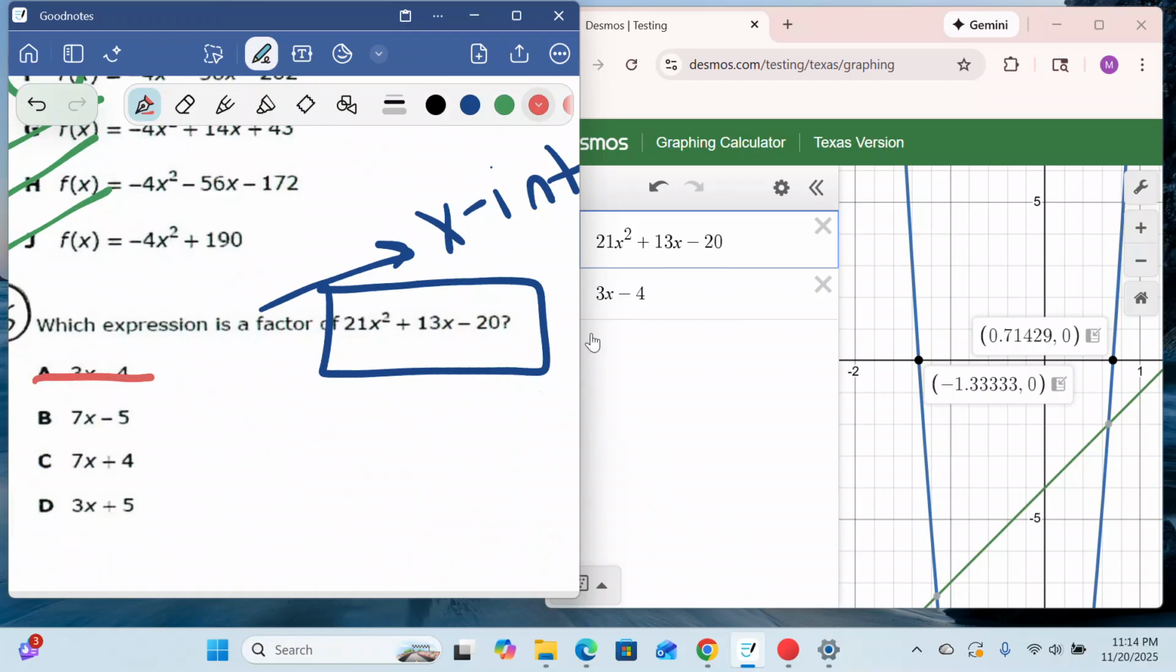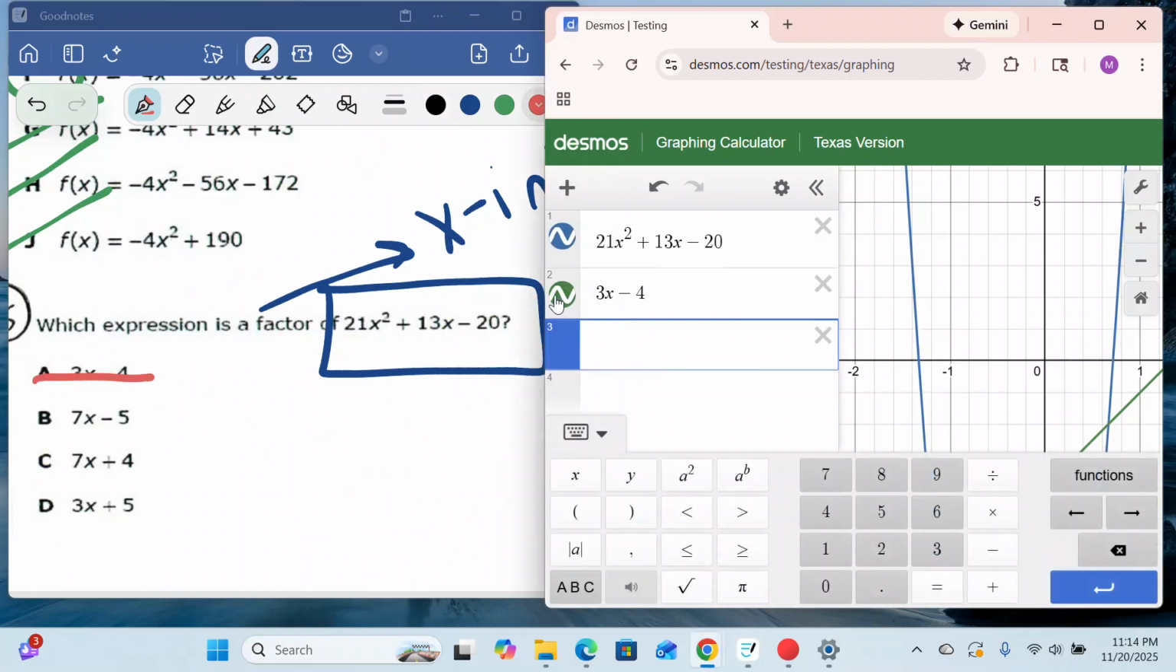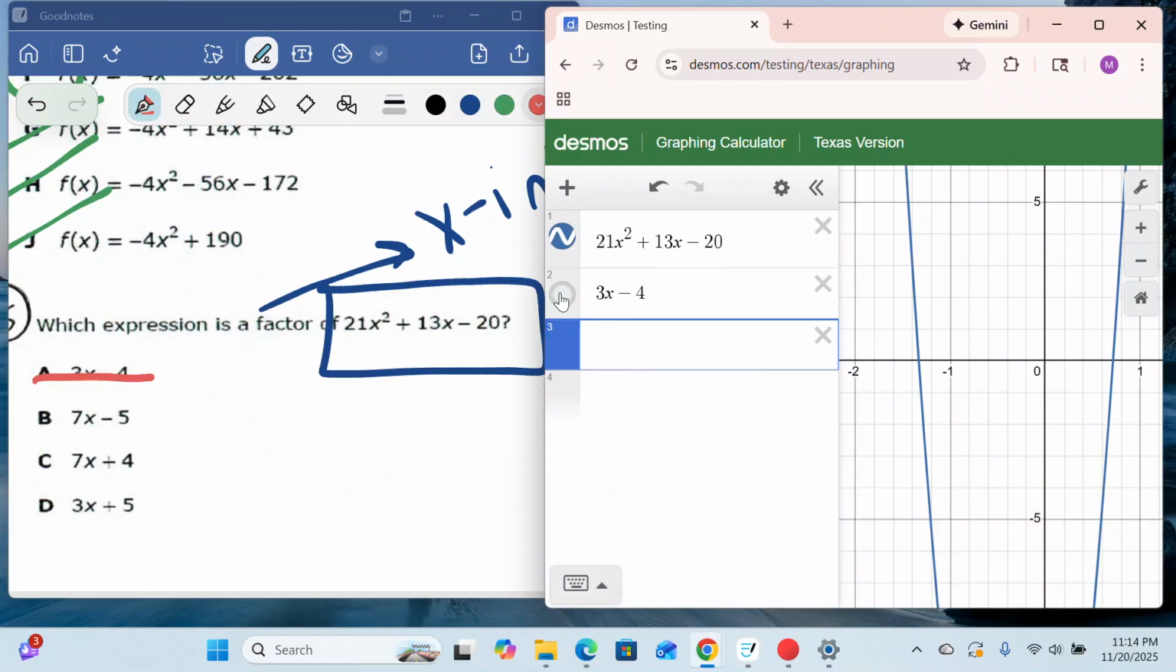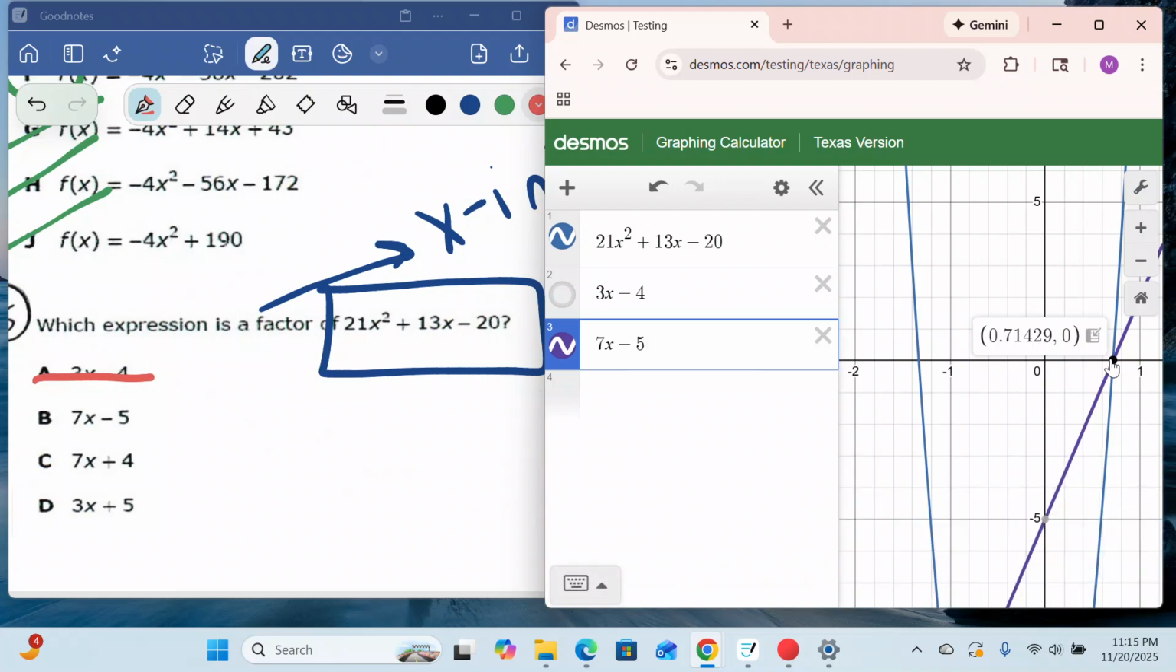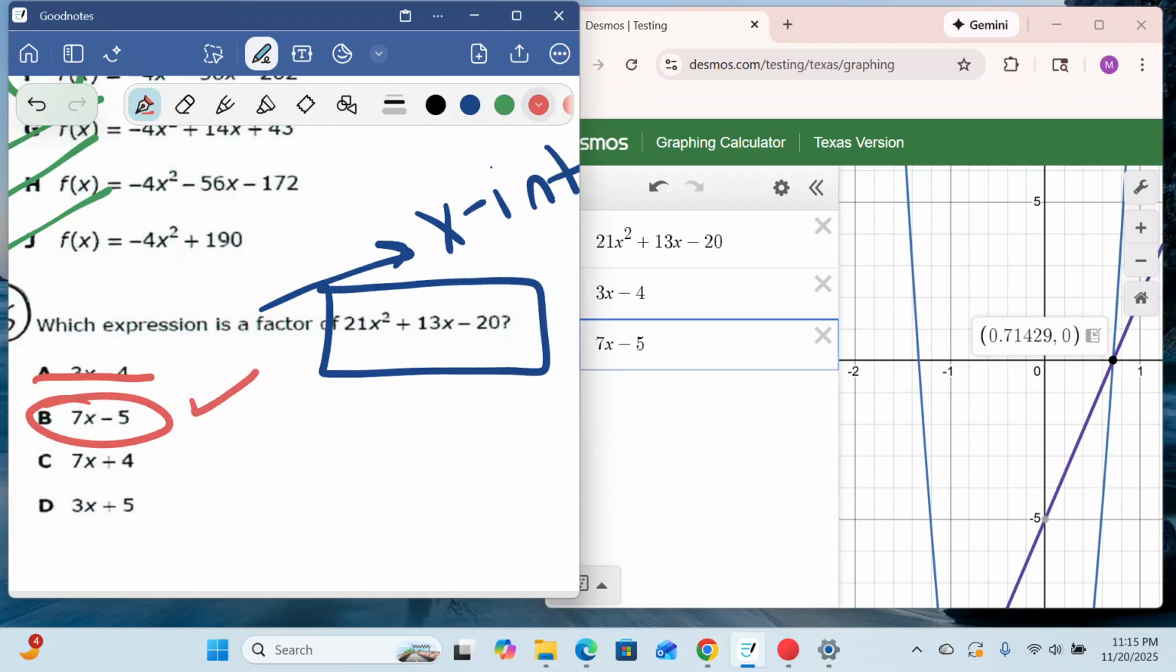I'm going to go ahead and unhighlight it, because some of you like to put all those lines and you get confused. But you unhighlight it and you check the second one. I'm going to input 7x minus 5. And there it is. It passes straight through the x-intercept. So my answer choice is letter B. You can go ahead and try C. You can try D. But the correct answer should be B. So that is the x-intercept.